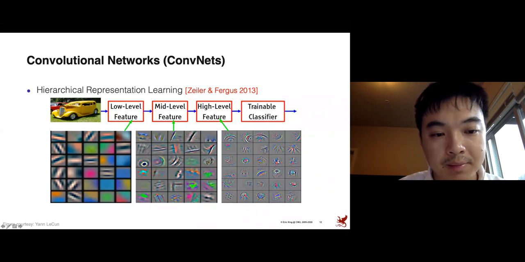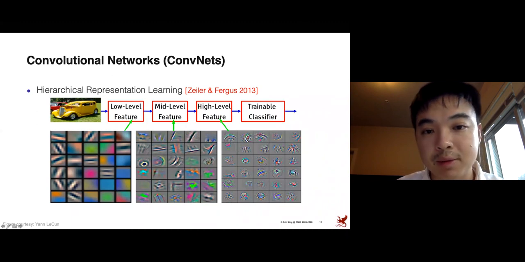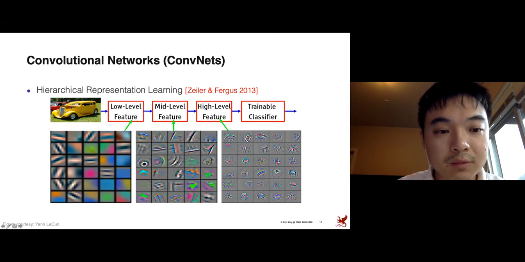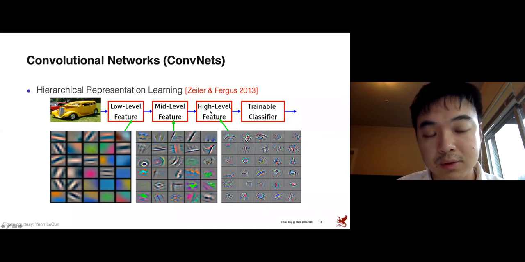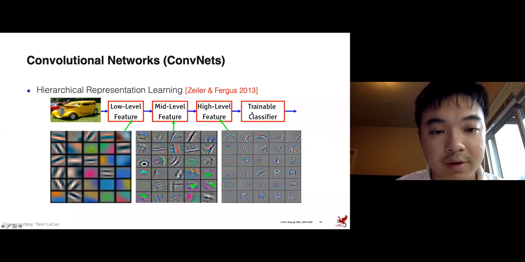So this is a particular example. Given this input image, the lower layer of a convolutional network captures concepts like edges and corners. And if we investigate the features learned by the middle layers, we get more complex concepts. And if we go further to the higher layers, we get even higher level features, more complex patterns and concepts.